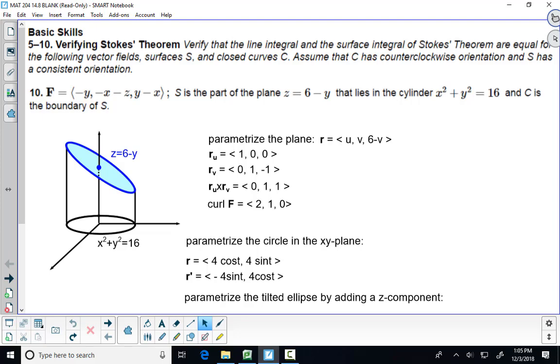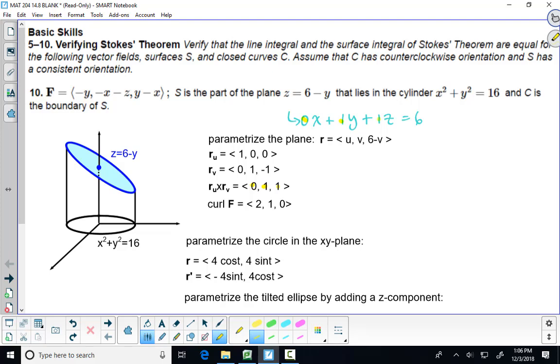So with this parameterization, r sub u is 1, 0, 0. r sub v is 0, 1, negative 1. Cross them and we get 0, 1, 1. That's the same thing that we would get if we rewrote this plane in standard form. We would have 0x plus 1y plus 1z equals 6. So those coefficients, 0, 1, 1, right there. And so that's kind of what we've been seeing regularly. So if you're dealing with the plane, you can definitely use that shortcut. Put it in general form and pull off the coefficients.